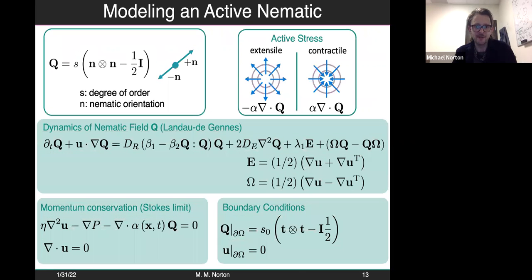We need governing equations for the director field. For that, I'm going to use what is essentially the standard model for active nematics. This is a Landau-de Gennes kind of model for a liquid crystalline fluid. And the main difference is that we have momentum injection coming from this active dipolar stress field. So we're in the overdamped Stokes limit. We have that plus Landau-de Gennes, and that gets us our dynamical equations plus boundary conditions.